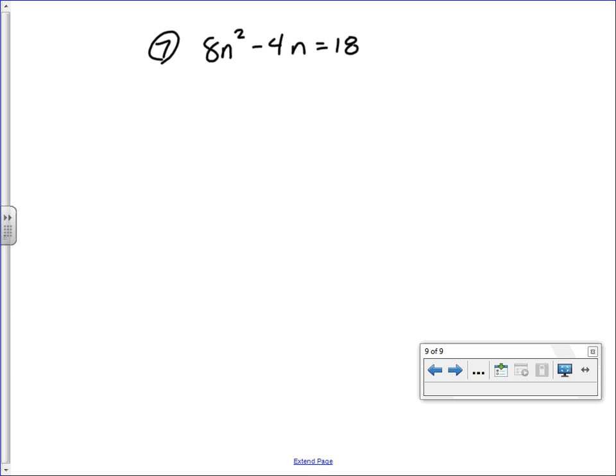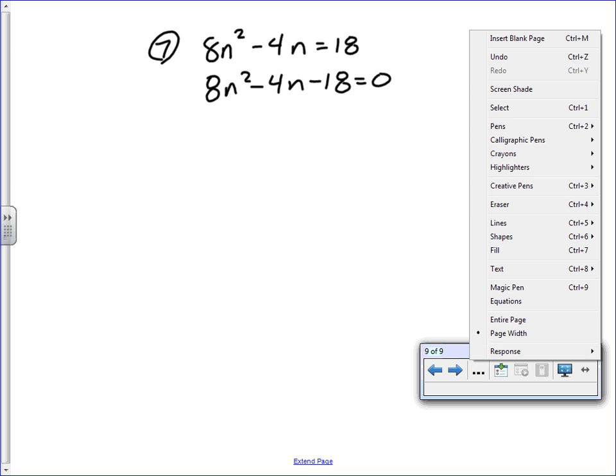First thing I'm going to do is get this equal to 0. To do that, I'm simply going to subtract the 18. So my new equation becomes 8n squared minus 4n minus 18. You have to have it equal to 0 first before you can start using your quadratic formula.